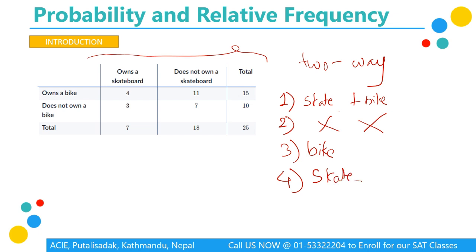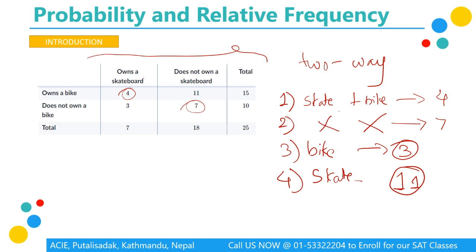For example, people who own both a skateboard and a bike is 4. People who do not own a skateboard and also do not own a bike is 7. People who only own a skateboard is 11 and people who only own a bike is 3. So we need to know this data accurately.